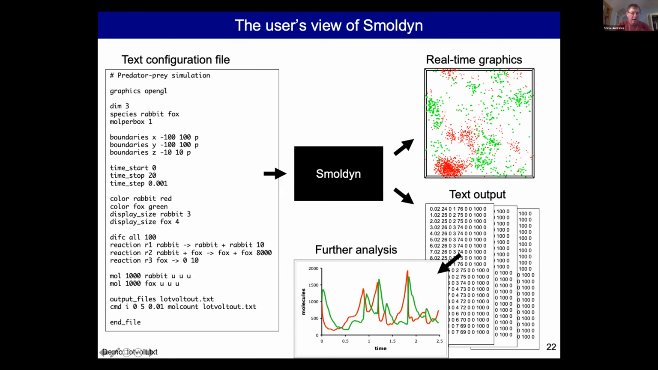The user's view is a configuration file, some text file, that you put into Smoldyn as a black box. As Smoldyn runs, it produces graphics and text output as files, which then get sent into your favorite software for analyzing files.